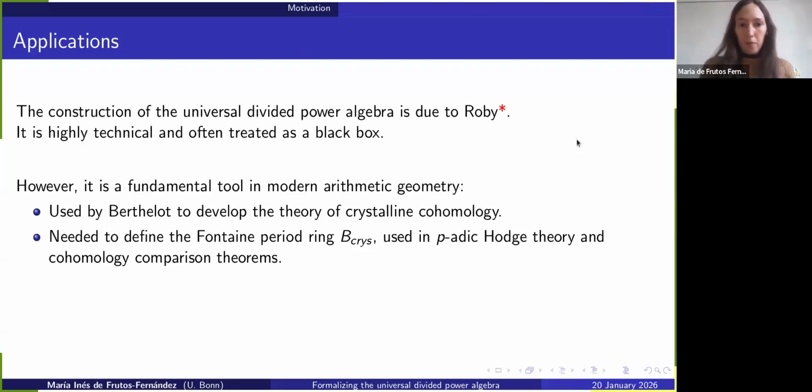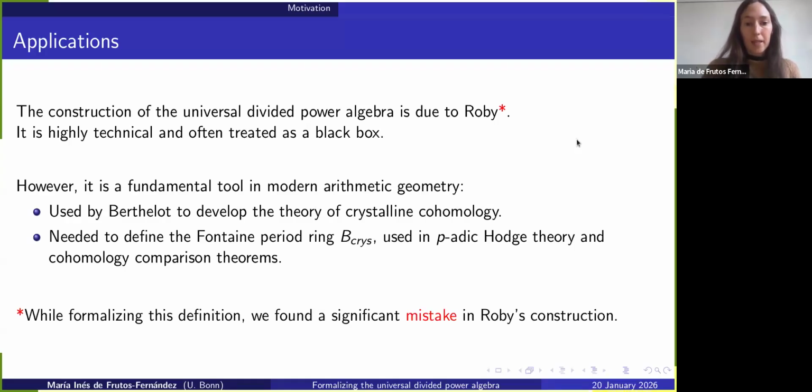So yeah, this is a very important object for arithmetic geometry, but also it's very often treated as a black box. So it was especially important to formalize this construction. And in fact, when we were formalizing it, we realized that there was a mistake in the construction of Roby in the paper in 1965, which is the only full construction in the literature, although we will see that there are some other sketches that can be found.